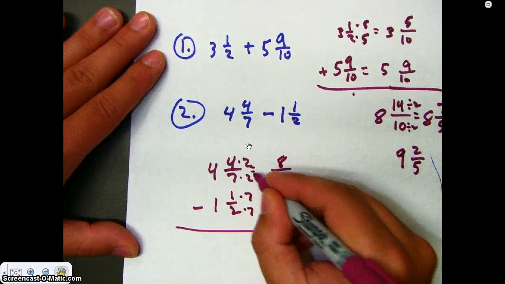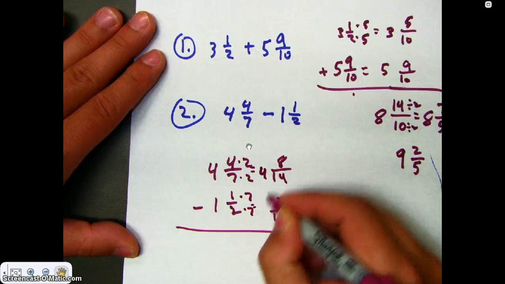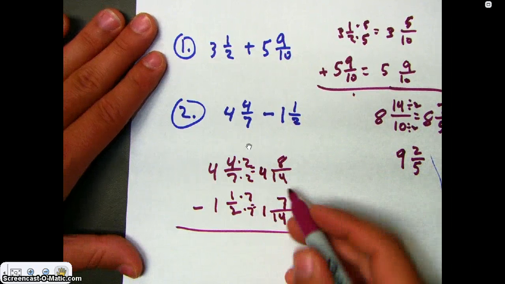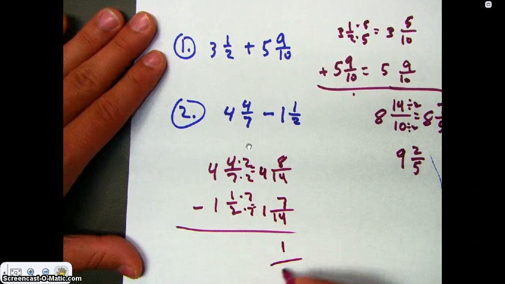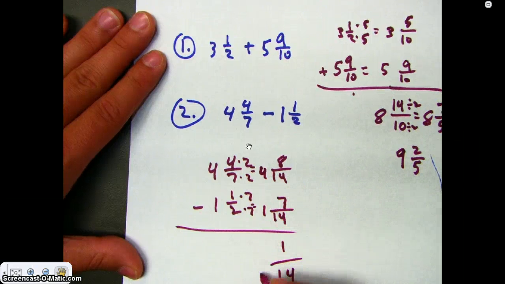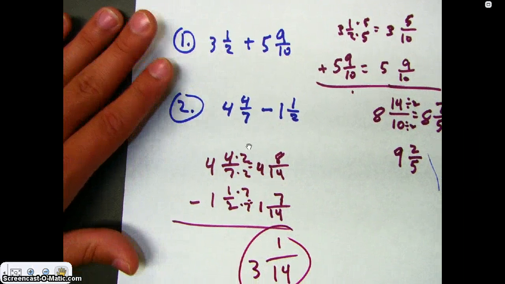And then let's copy our whole numbers. Be a 4 and a 1. 8 minus 7, we just, once again, subtract our numerators, is 1 out of 14. 4 minus 1 is 3. So that would be 3 and 1/14.